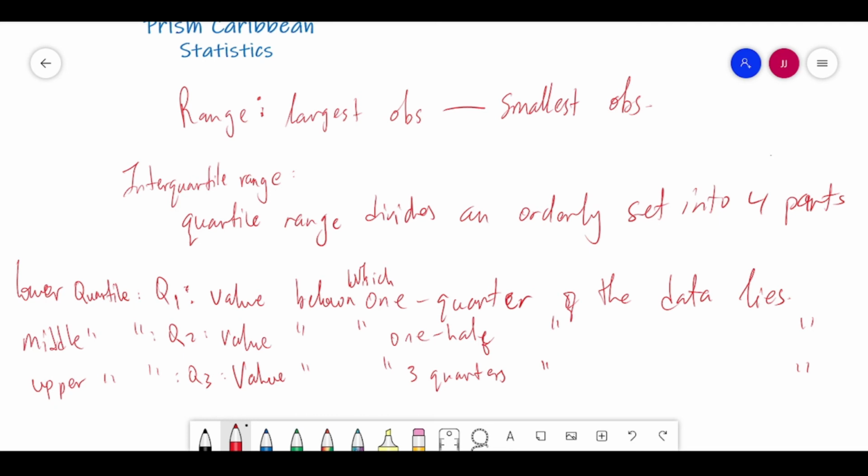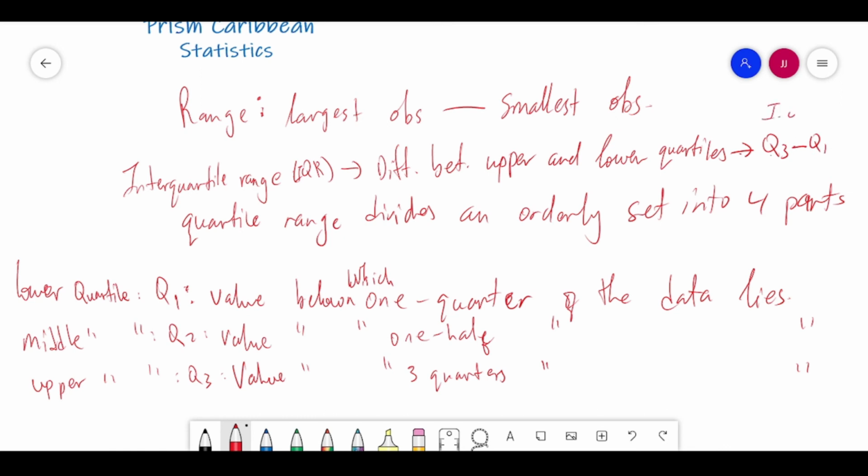And as I said before, the interquartile range, which is given as IQR, is the difference between the upper and lower quartiles, right? Which in this case would be Q3 minus Q1. So the interquartile range will be Q3 minus Q1, which we have here, Q3 and Q1, right?